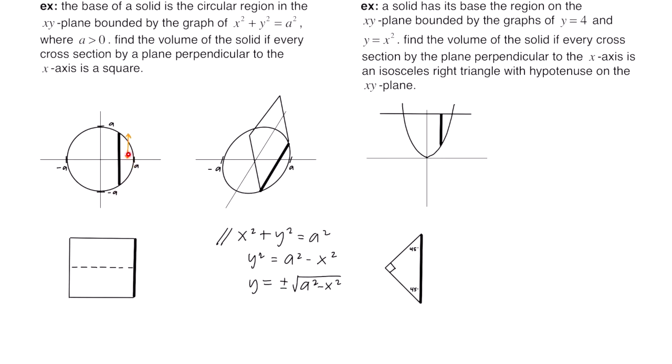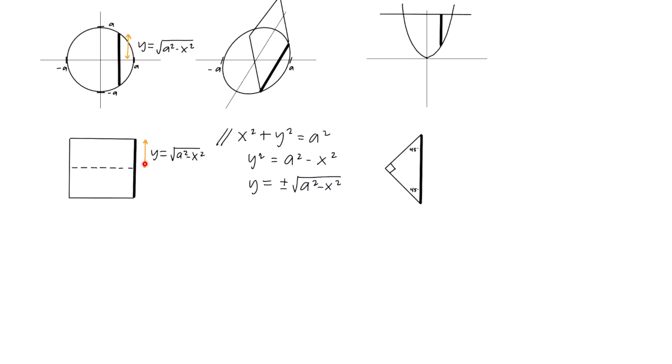So right here I drew an arrow, and that's indicating that from the x-axis up to the top half of the circle is going to be the positive square root. So again, y equals the square root of a squared minus x squared is going to be from here to here of this segment. You can see for your square though, the whole segment is the side of the square. So I have that part of the segment labeled here. Again, that's going to be y equals the square root of a squared minus x squared.